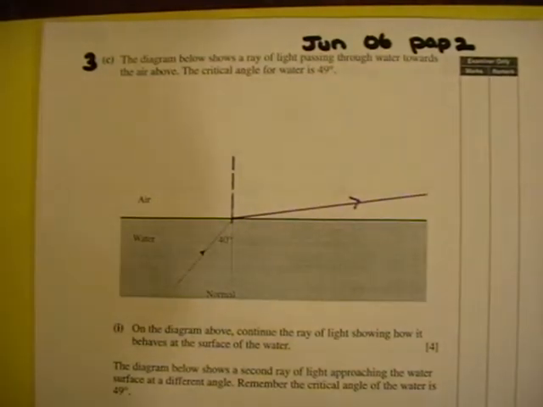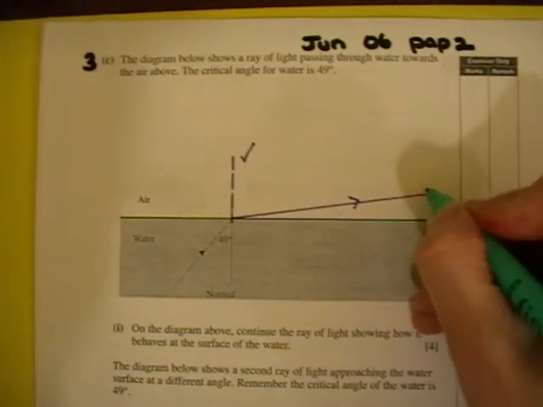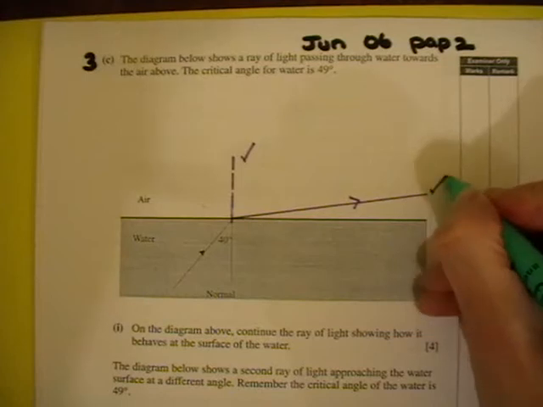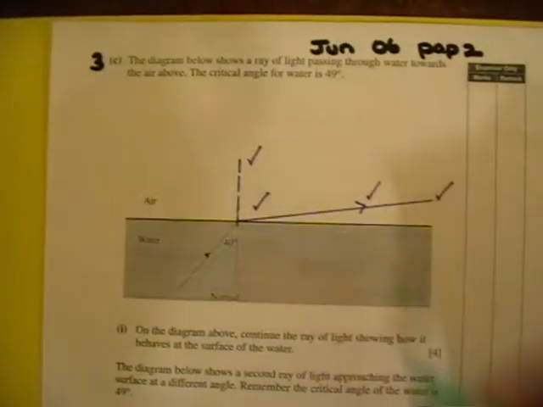So to get your marks there, you would need to make sure that you have got your normal drawn in, that you have a refracted ray bent in the correct direction with an arrow, and making sure that your angle is much bigger, and just mark it. So that gives you the correct direction.